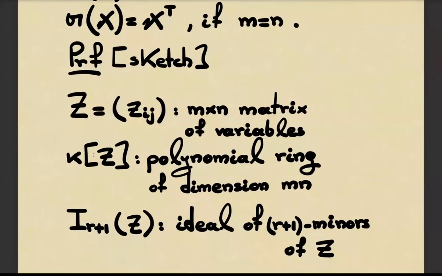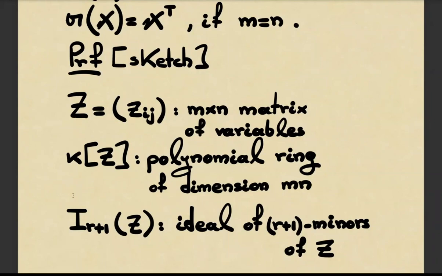Let's consider a matrix of variables Z. This has size M by N, the same as the size of our matrix X. And let's consider a polynomial ring, K[Z], of dimension M times N. This is just a polynomial ring in the variables Z_ij, where i goes from 1 up to M, the number of rows, and j goes from 1 up to N, the number of columns.